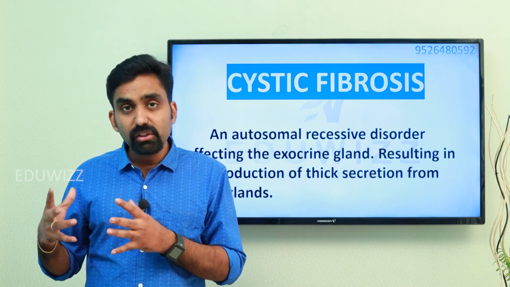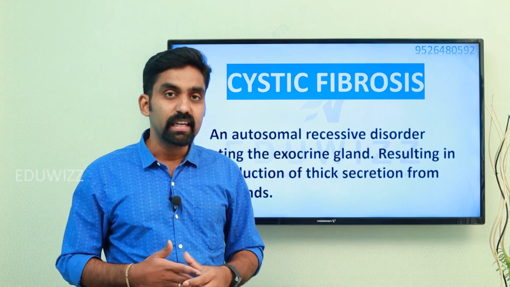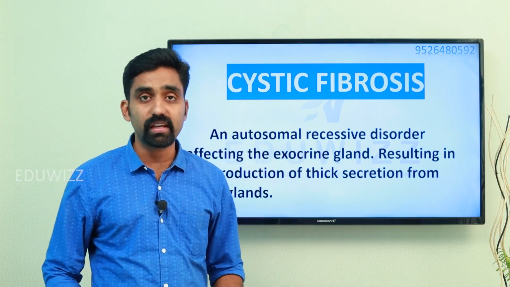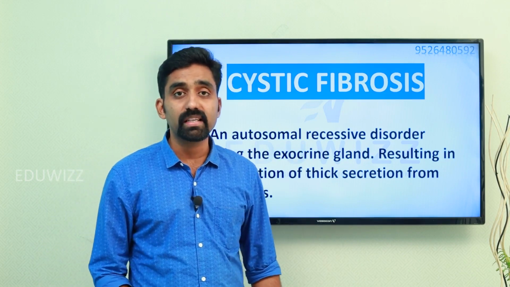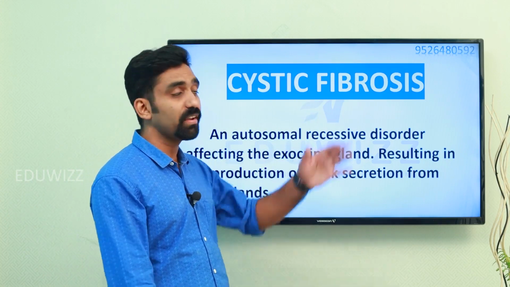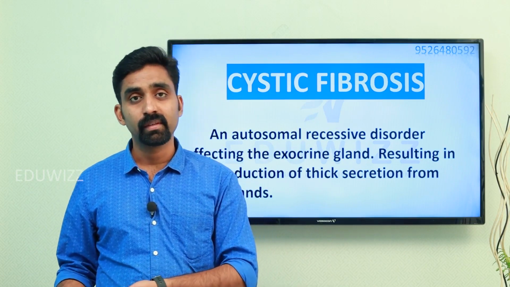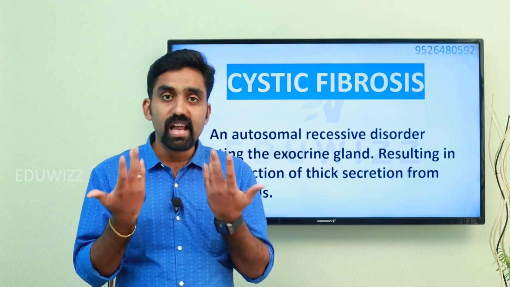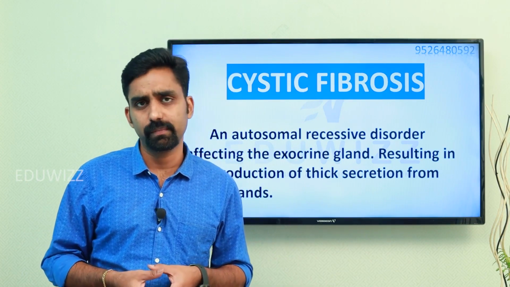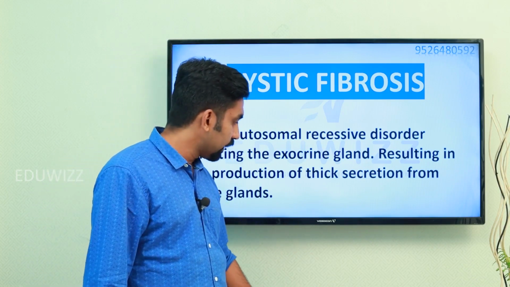Even if it is only affecting the exocrine gland, the result is seen in many organs. That is why it is also known as a multi-organ disorder, because it affects multiple organs. Cystic fibrosis affects multiple organs like lungs, pancreas, gallbladder, airway, sweat gland. Many organs are damaged or dysfunctional in this condition. So this is what cystic fibrosis is. Now let us see the clinical features of this.